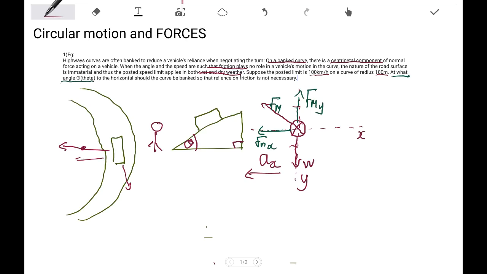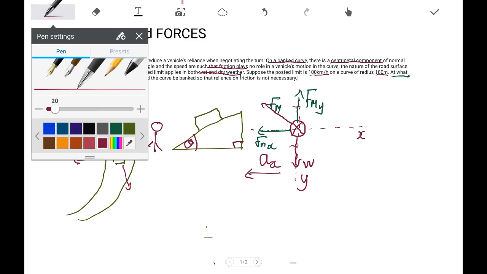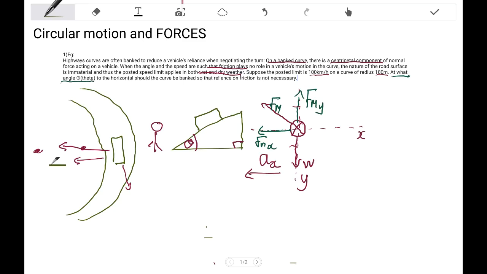Remember that is pointing to the axis of rotation. So here we have an axis of rotation, and then we are told the radius. From here to the center of the car, the radius is 180 meters. Then what you are left with now is to calculate the angle.